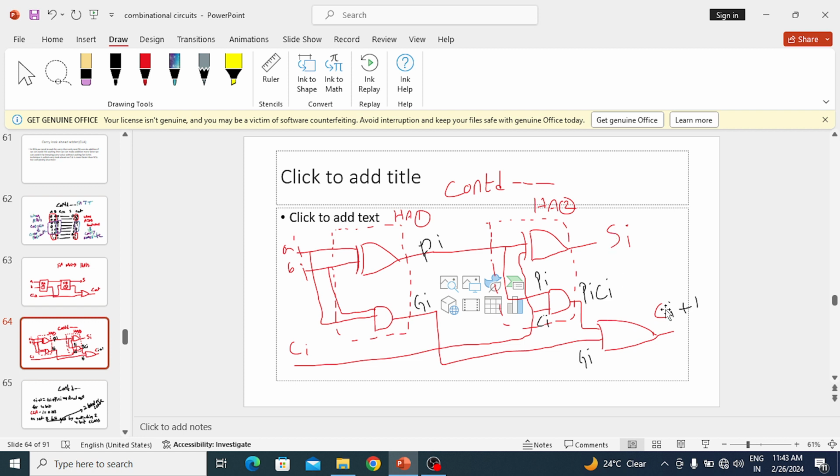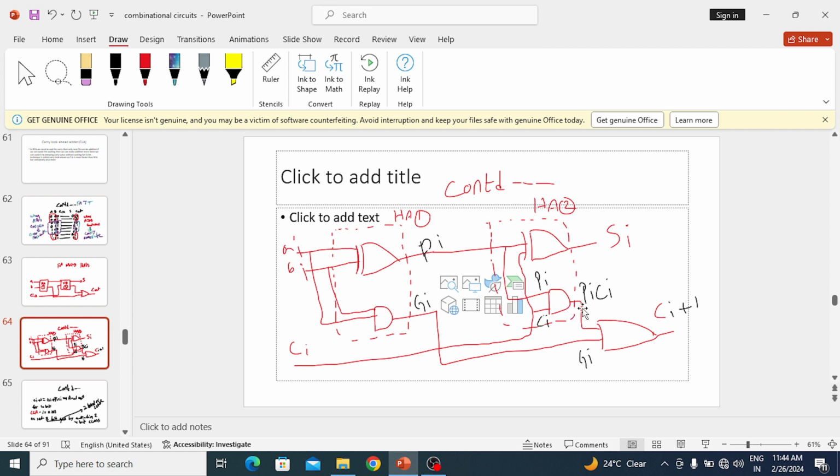Now this is the present carry. What is the next carry? If the present carry is i, the next carry will become i plus 1. For that next carry, i plus 2, like that. So here you have to write i plus 1, and this equation we have to list out. We need this equation. So how can we determine this equation?